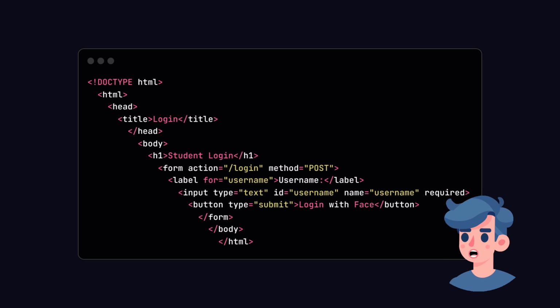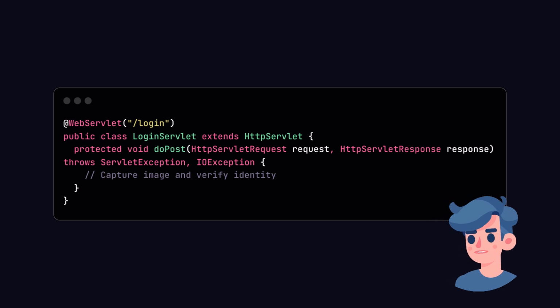Now, let's create a simple login page using HTML. Our form will have a field for the username and a button to capture their facial data. Next, let's create the Java servlet that will handle the form submission. This servlet will call our facial recognition methods and verify the student's identity. Create a new class named LoginServlet.